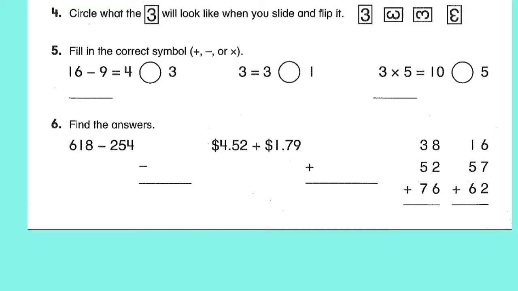Right, let's move on to number 6. We have 618 minus 254. 8 minus 4 equals, get ready, 4.